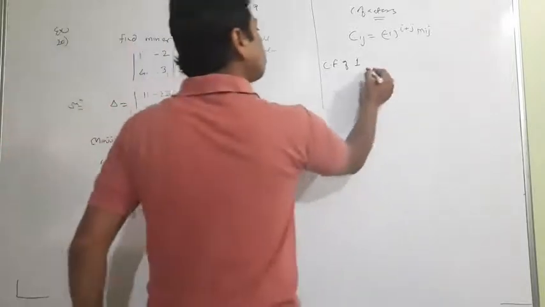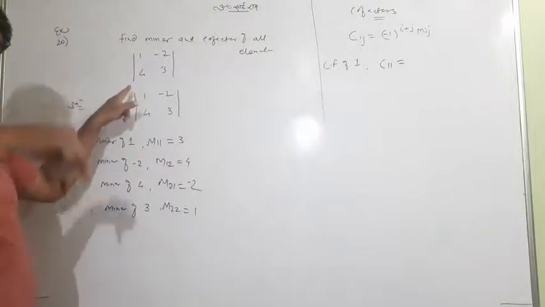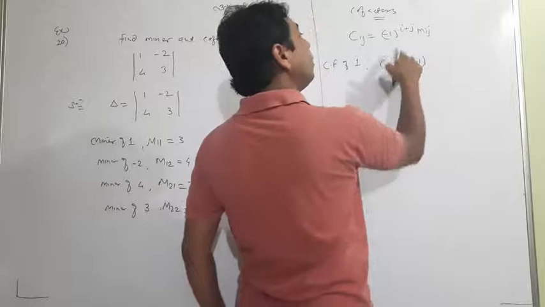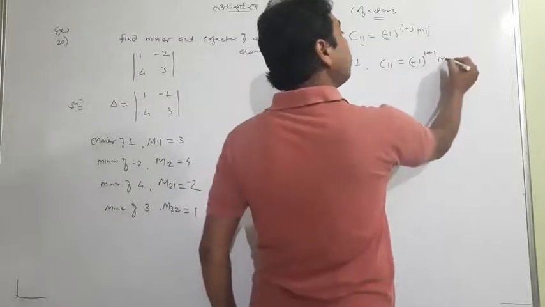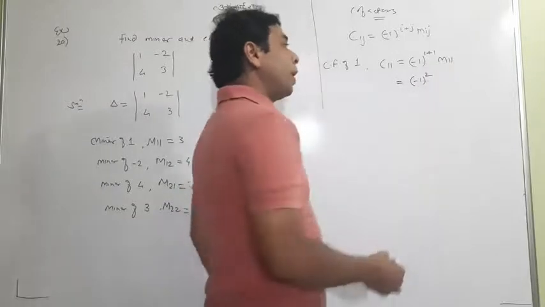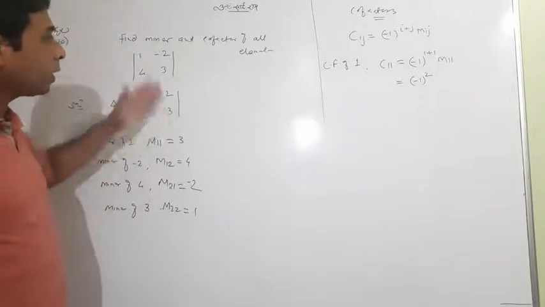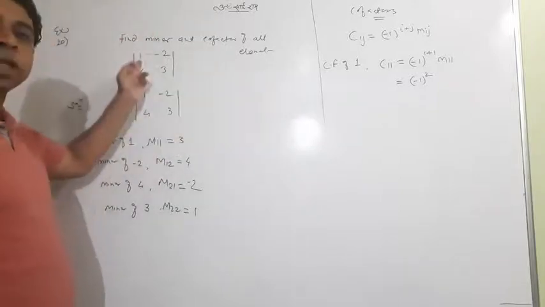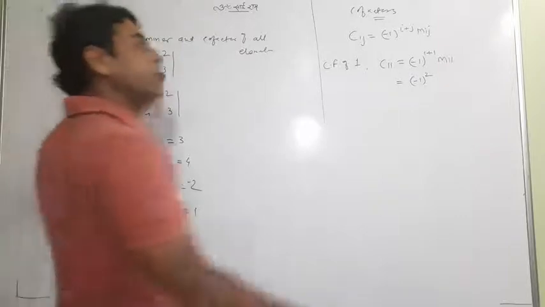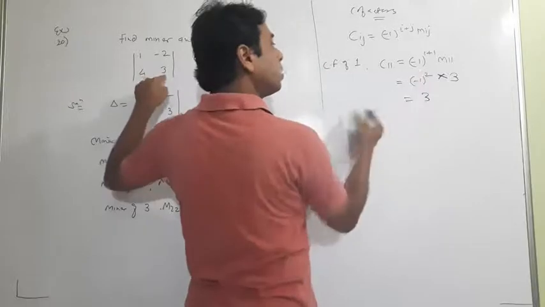What did you use to write? C11, because it is lying in the first row and first column. So put here everywhere (-1)^(1+1) M11, which is (-1)^2. And what is M11? Again the minor. Minor of 1: drop these two, only 3 remains. So write 3. The answer is only 3 because it is plus.